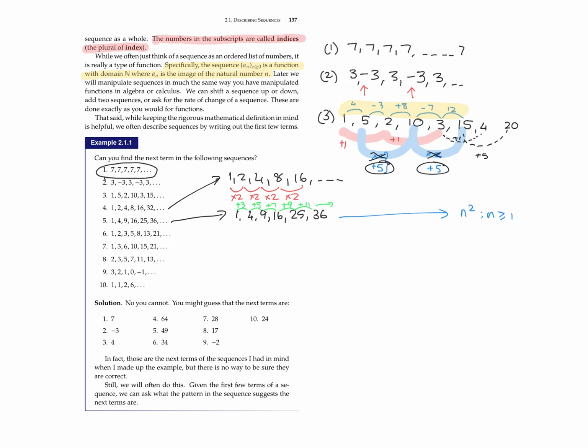Okay, so she would say that in general terms, let me make a little bit of space here. In general terms, she would then say that an is equal to n squared, where n is greater than or equal to 1, and she'll be 100% correct.